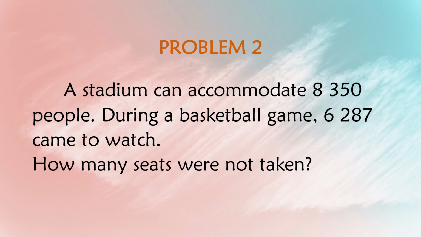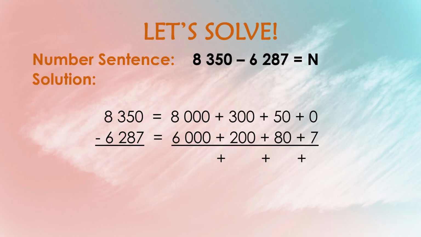Let us try another problem. A stadium can accommodate 8,350 people. During a basketball game, 6,287 came to watch. How many seats were not taken? In order to get the number of seats taken, we simply subtract 6,287 from 8,350. In the number sentence, we write it as 8,350 minus 6,287 equals n.